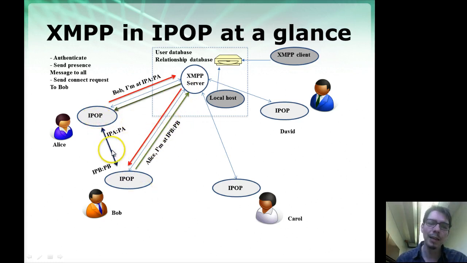And again, a P2P link eventually gets created between these two endpoints, either through hole punching or through a TURN relay.